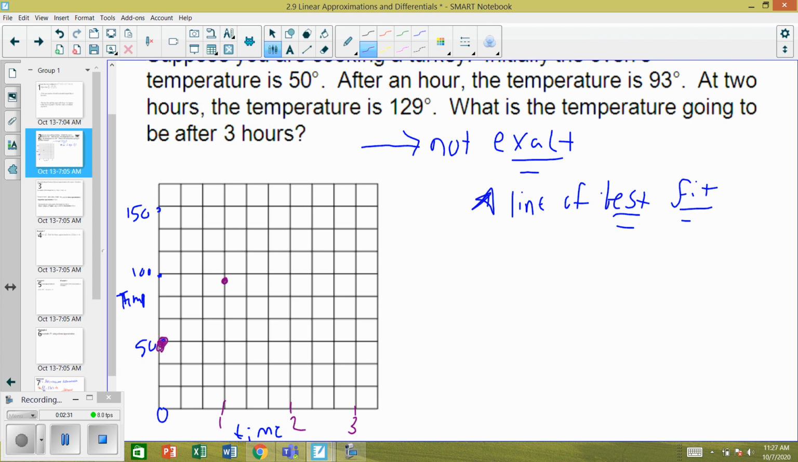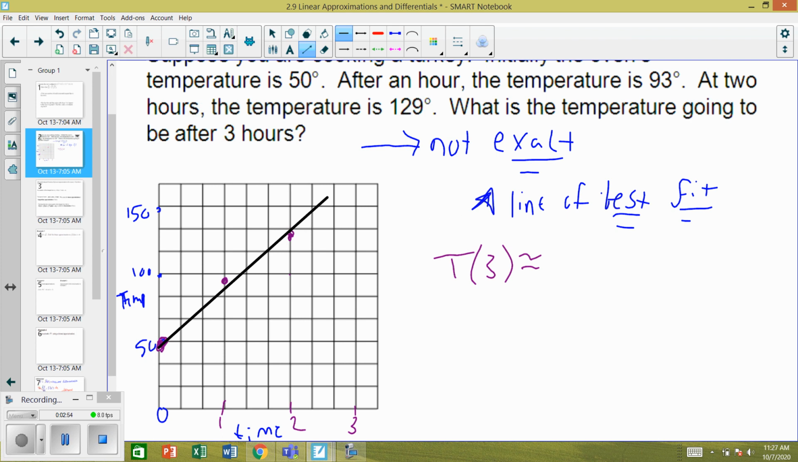So where would that be? This is 100, 125 in the middle, 129 is right here. And it wants us to figure out what the temperature is going to be at time equals 3. Well, I don't have an equation. I have no idea. I'm purely going off of a guess. And that's all approximating is, just a guess, but an educated guess.